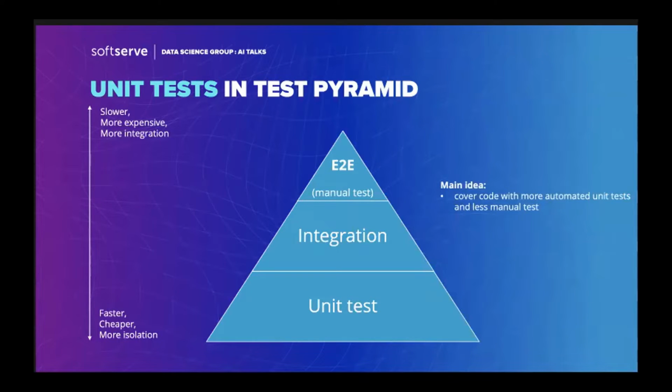And the proportion of each out of the entire testing strategy is all these three parts. According to the pyramid, when it is at the bottom, it normally means more isolated and faster tests, in other words, cheaper. While moving up the pyramid, it means more integrated and slower tests, in other words, expensive. And at the top of the pyramid, we could see manual testing. Eventually, we should cover code with more automated unit tests and fewer manual tests.